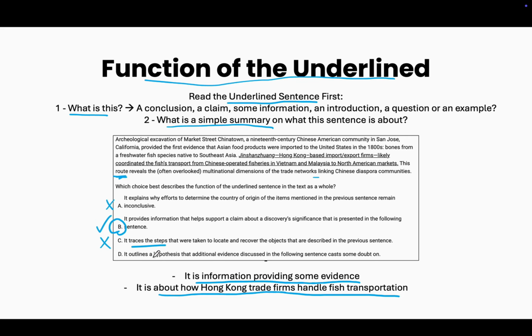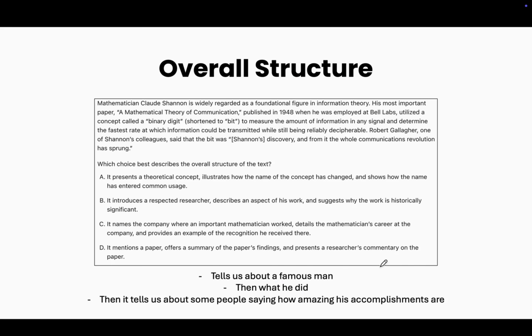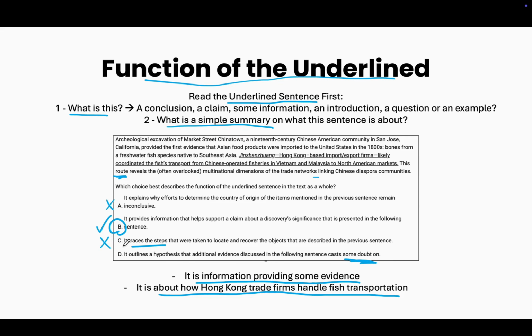Choice D. It outlines a hypothesis that the additional evidence discussed in the following sentence casts some doubt on. No, the following sentence supports or elaborates. It does not cast doubt. So choice B is correct. And this is why you always try to find what the sentence is doing, because that is literally what the question is asking us. It is asking us to find the function.